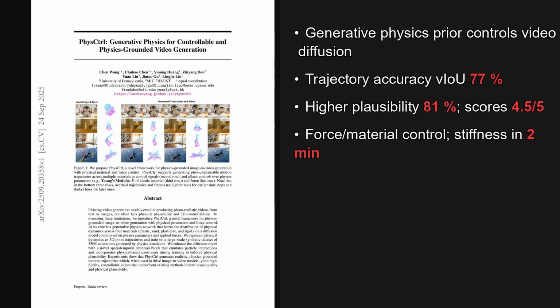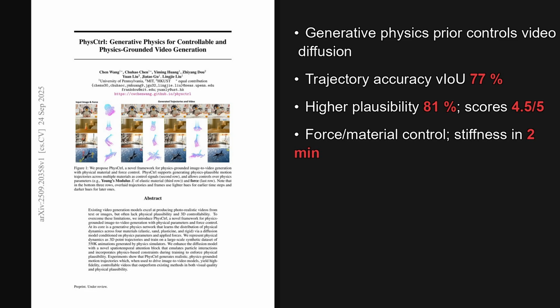I'm Alex. Today we're looking at a paper from the Hugging Face trending list, published on September 24, 2025, just yesterday. The hook is a generative physics network called PhysCtrl that drives image-to-video models with physically plausible 3D point trajectories, hitting VIOU 77.03% and winning user preference for physics plausibility at 81.0%.